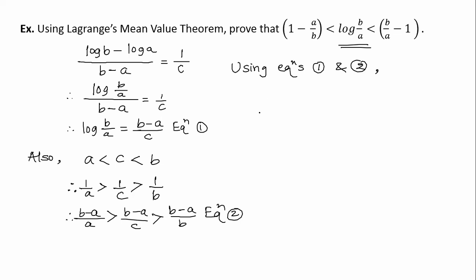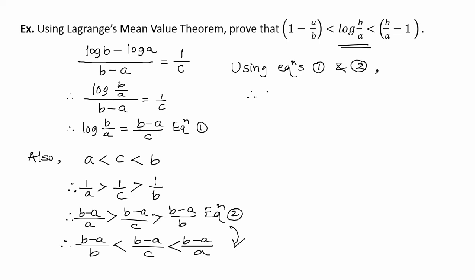So here, actually, again, I will say that this is (B minus A) upon B less than (B minus A) upon C less than (B minus A) upon A. Okay. So this is equation number 2.